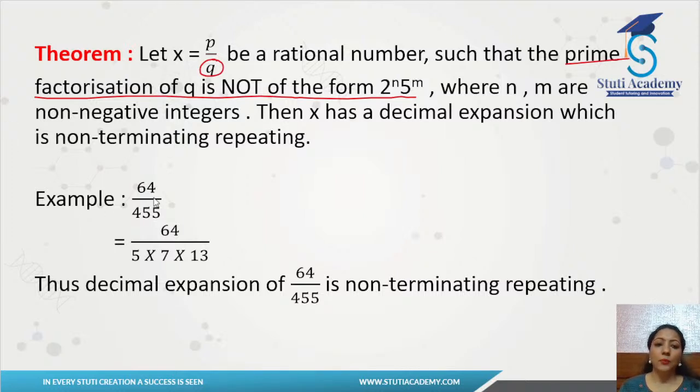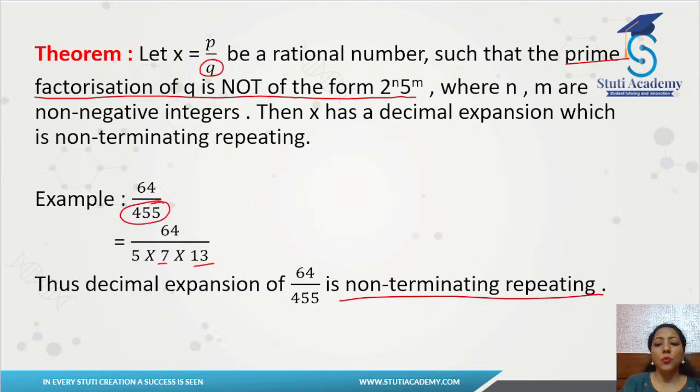For example, here we have 64 upon 455. We can prime factorize this and write this as 5 into 7 into 13. Now we have 5, but then we have 7 and 13. As I told you earlier, having 2 or 5 or both doesn't matter in this case, but if at all we have something else except 2 or 5, like 7 and 13 here, then we are going to say that the decimal expansion is non-terminating repeating.